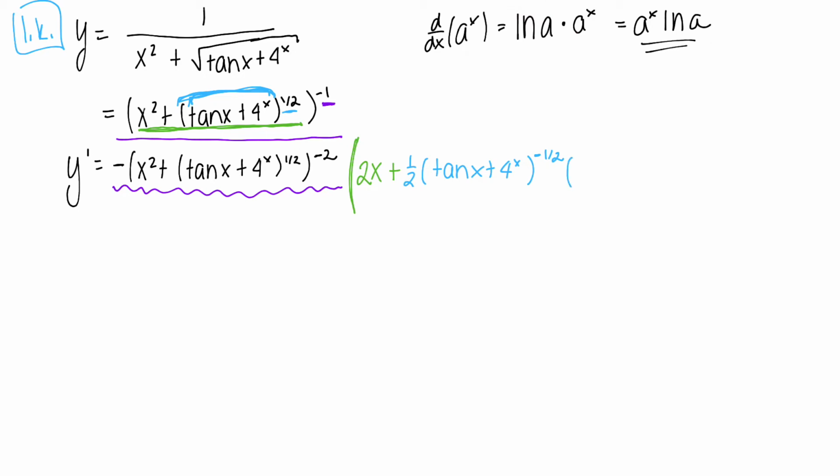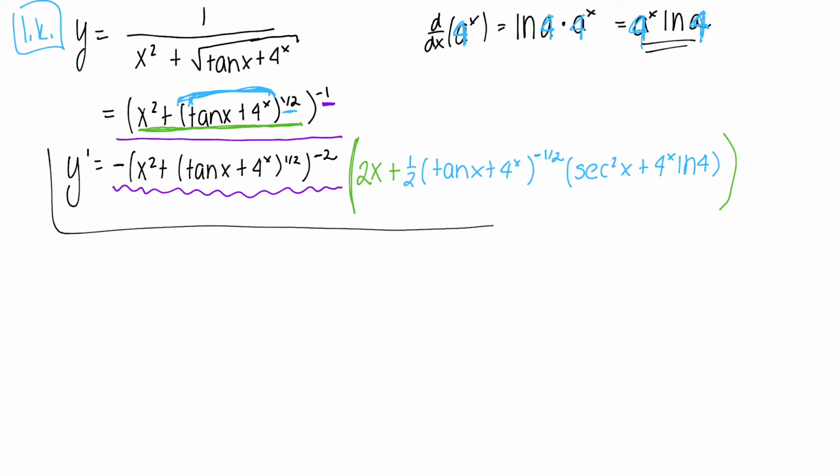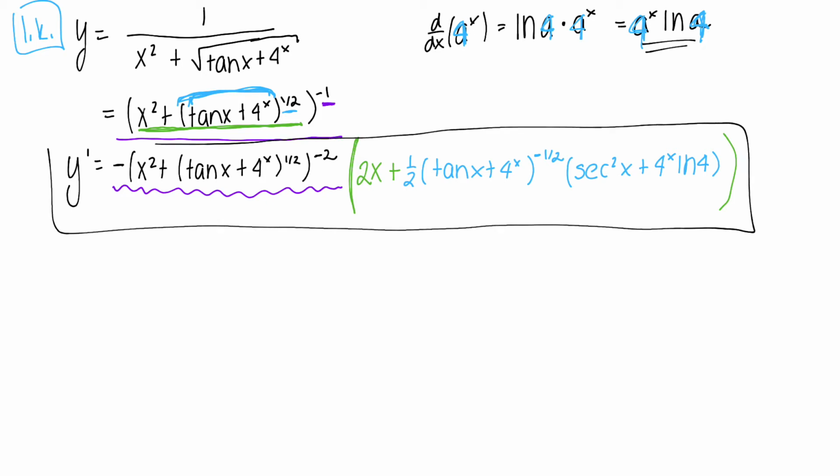So multiplied by the derivative of tangent x, which is secant squared x. The derivative of 4 to the x, it's like this is a 4 instead of an a. So this would be 4 to the x ln 4. And that would be your derivative. Nasty, but doable.